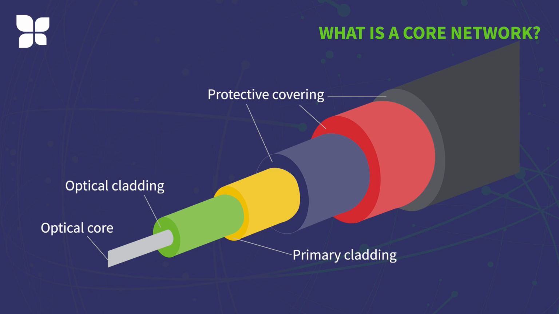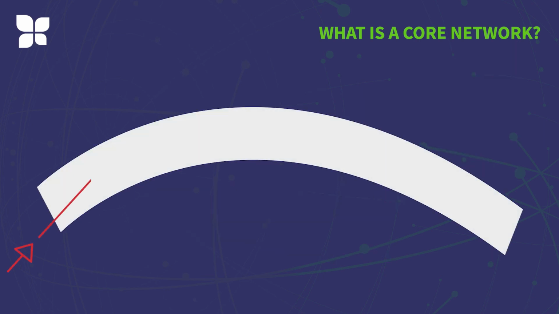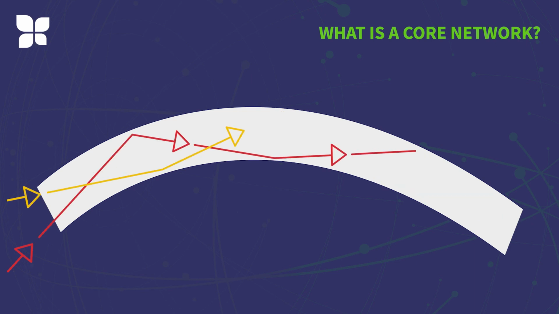Core networks can achieve their high-speed transfers by using fiber optic cables, glass tubes which use light to send signals. Fiber optic cables are faster, thinner, and can cover a greater distance than traditional copper cabling. And by using different wavelengths of light, effectively different light colours, a single fiber optic cable can carry several different signals at once.